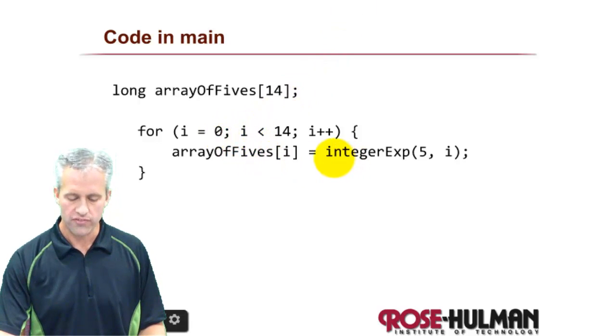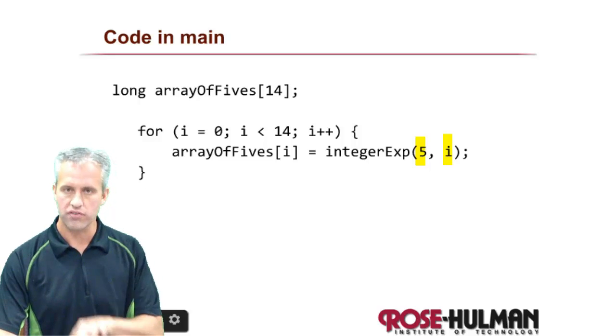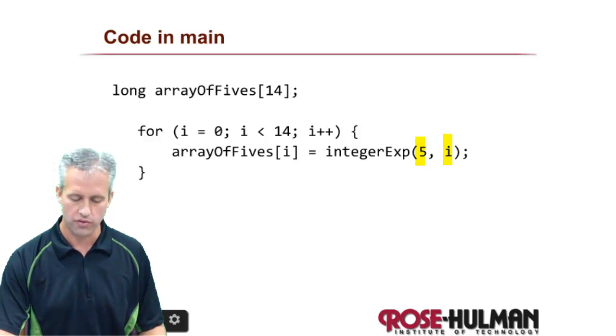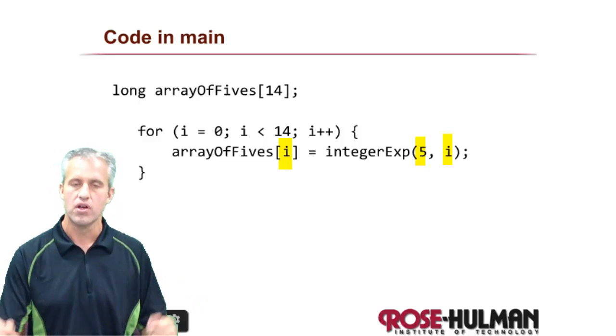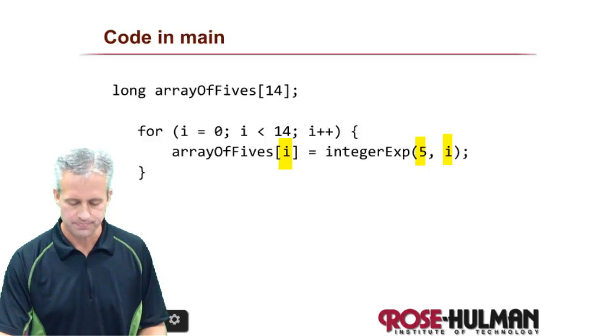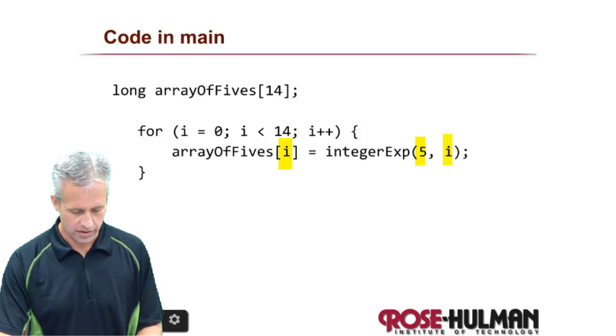And we're going to call this function integer exp, and we're going to call it with 5 to the 0th power, the 1st power, the 2nd power, the 3rd power, the 4th power, so on and so forth. And we're going to store it into that array. So that array is going to fill up with the powers of 5, right? All right, so let's go and write that code together.